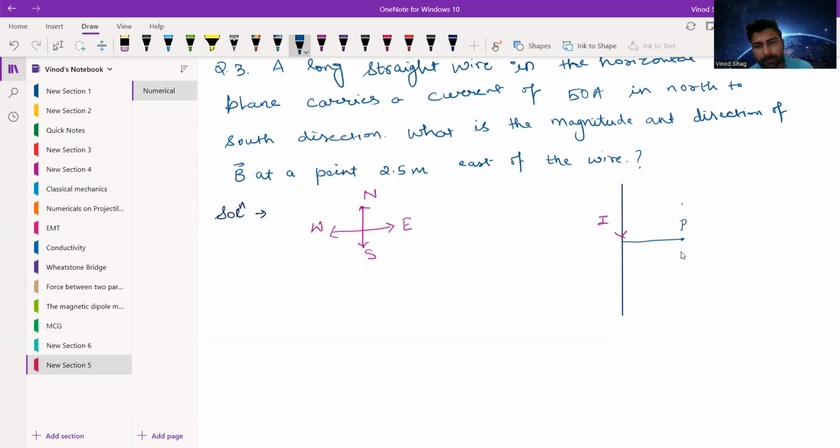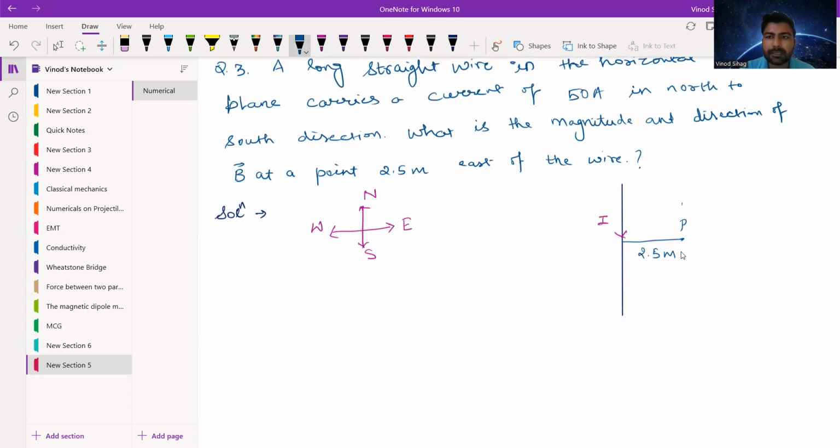Let's say that point is P and it is 2.5 meters away, in the east direction. Here we have to do two things. First is the magnitude of the magnetic field. That will be very easy. In the previous question also we have solved that: B equals mu naught I upon 2 pi d. But how will we find out the direction of the magnetic field?